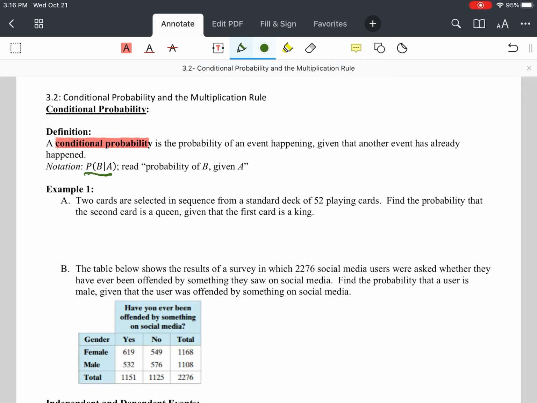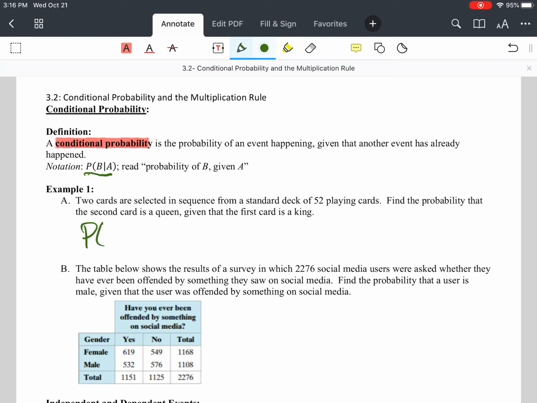Okay, so let's take a look at this first example. It says we have two cards that are selected in sequence. In other words, two cards that we draw one after another from a standard deck of 52 playing cards. I'm going to stop here really quickly. At the very end of these notes, I gave you a list of all the cards that are in a 52 card deck. If you are confused on what that contains, refer back to that anytime you see a 52 card deck. It says find the probability that the second card is a queen given that the first card is a king.